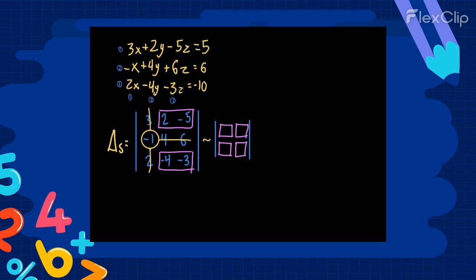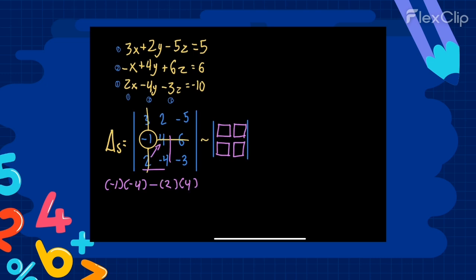First, we multiply the pivot times the number that is in the spot of the number we want to find. So it's going to be -1 times -4. This is going to be reduced by a multiplication. This multiplication consists of two numbers. The first number is the number that is in the row and the column of the pivot and the number in the spot. And the second number is going to be the number of the column and the row of the pivot and the number in the spot. So it's going to be -1 times -4 minus 2 times 4.